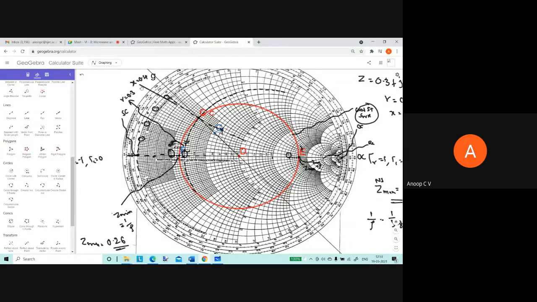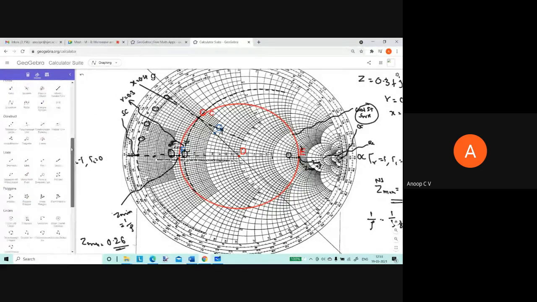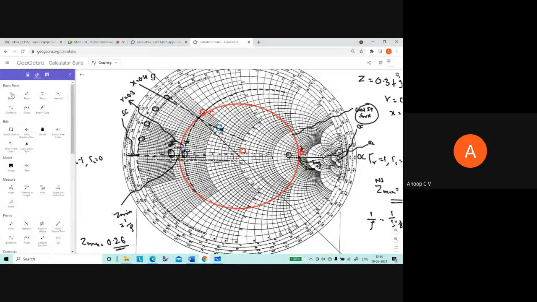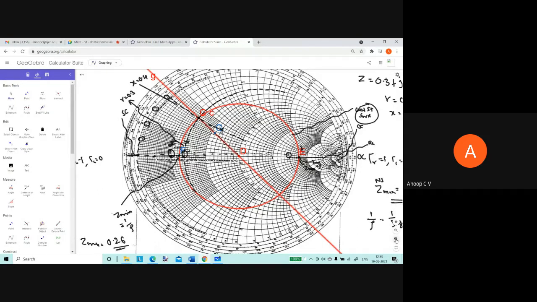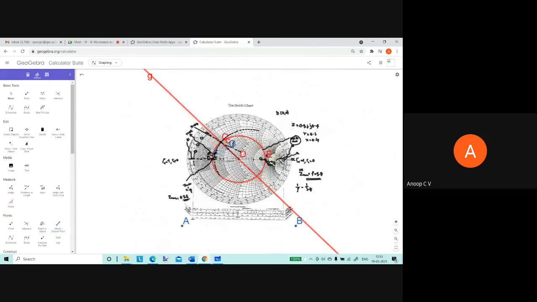And I'll extend it so that it meets the outer circle. I'll just change the color so that you will be able to see. Settings, color, red, and I'll also increase the thickness. So now I have drawn a straight line passing through the origin and the impedance point, and it will intercept the outer circles.